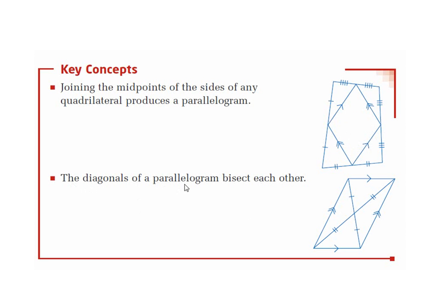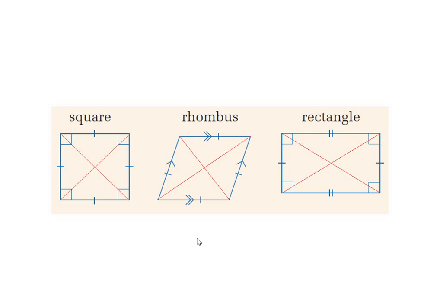The diagonals of a parallelogram bisect each other, right? Okay, so you still remember this. So let's move on. This is the final page we are looking at. So what does it mean? Or say, what do these shapes mean?